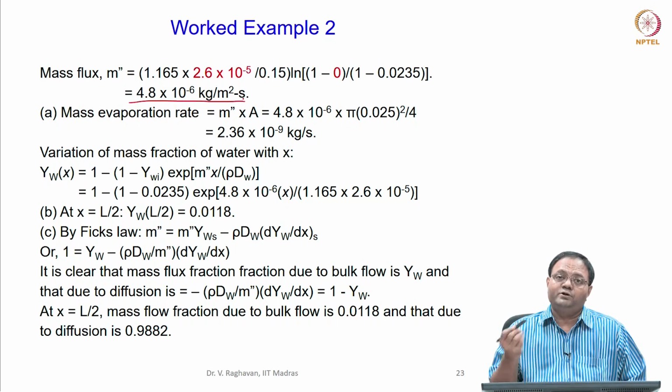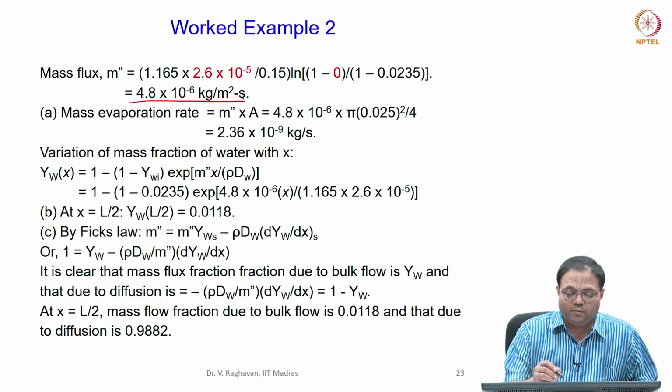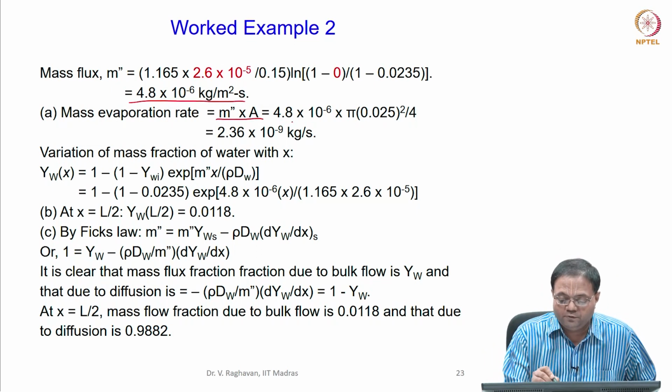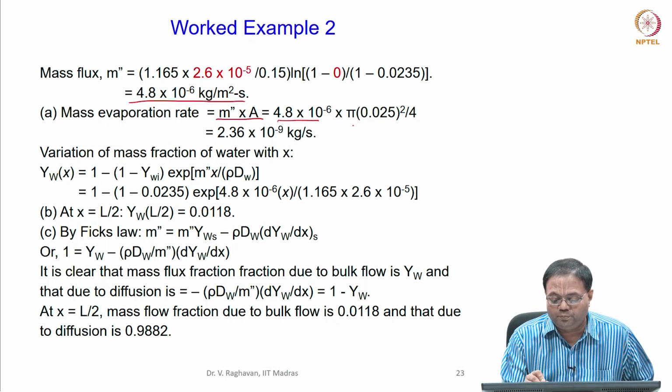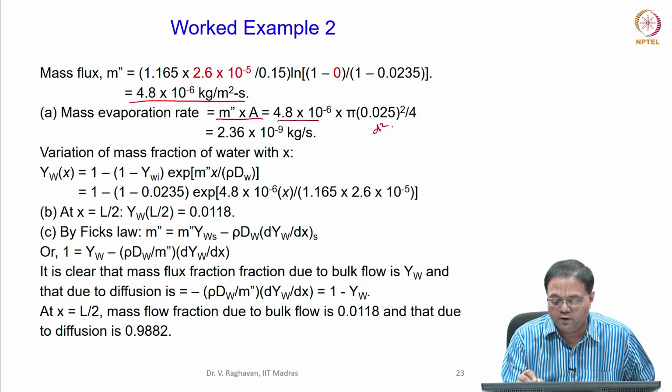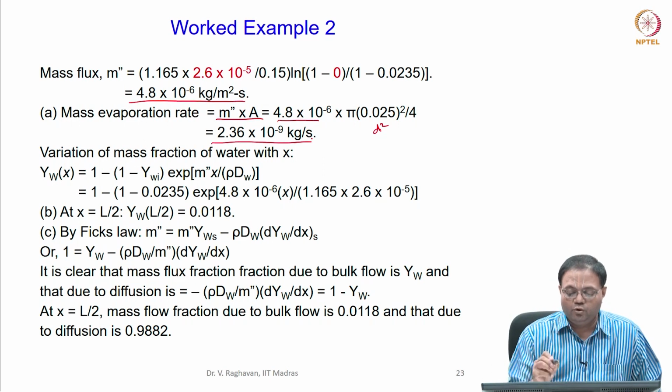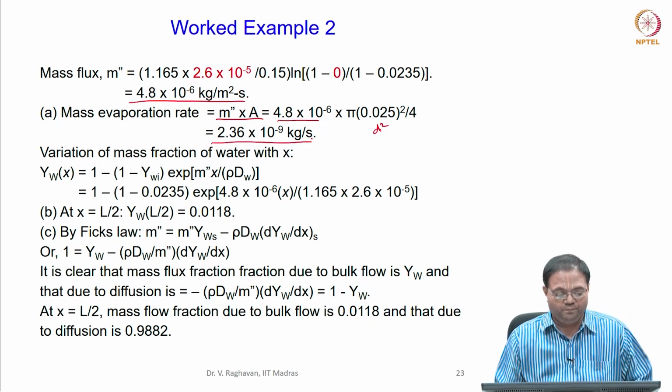Then the mass evaporation rate is asked. That is nothing but the mass flux times the area of the cross section of the test tube, that is pi d square by 4. So, you get 2.36 into 10 power minus 9 kg per second.